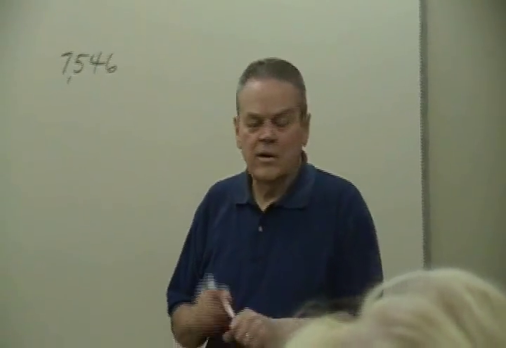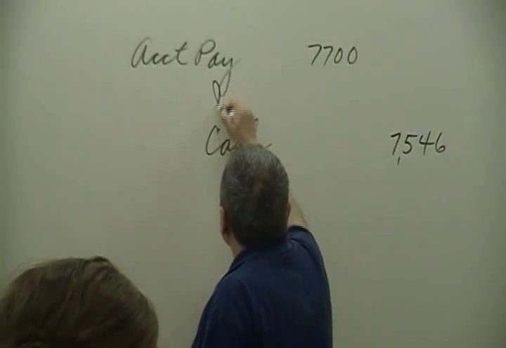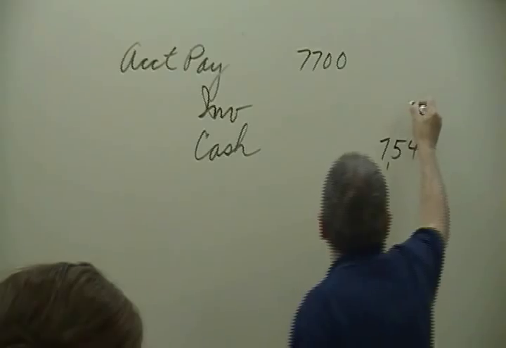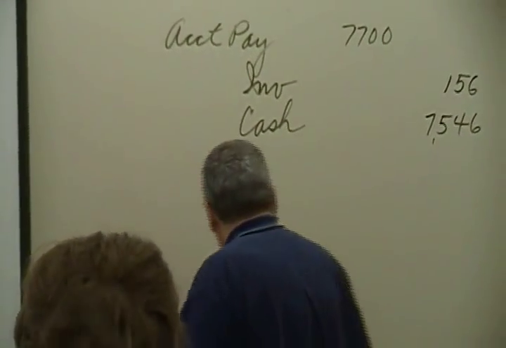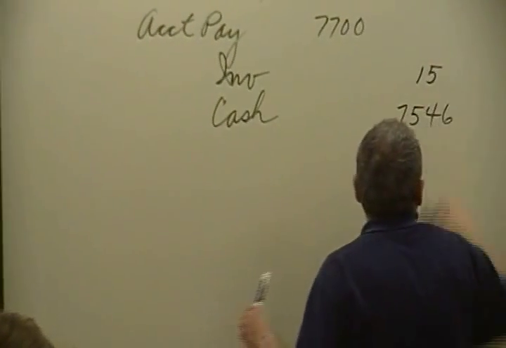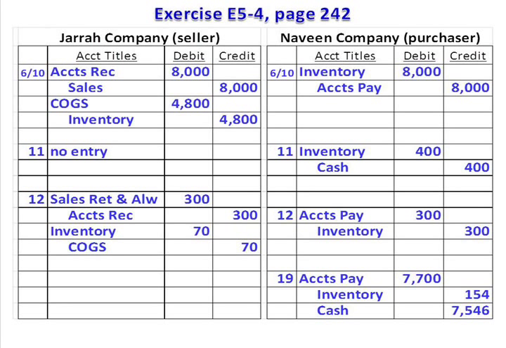What's the appropriate account title? Chris? Is it inventory debit or inventory credit, Chris? Credit. It's inventory credit for, what did we say a minute ago? 156, Chris? No. 154. Sorry. Why is it inventory, Chris? Because we don't have 8,000 worth of inventory anymore. We only have 7,000.